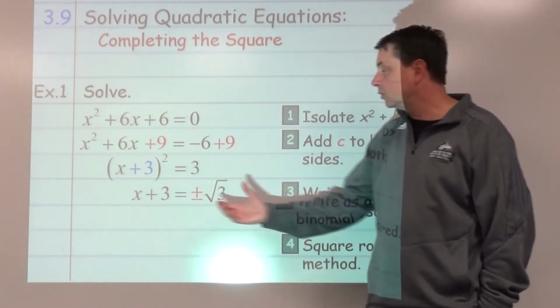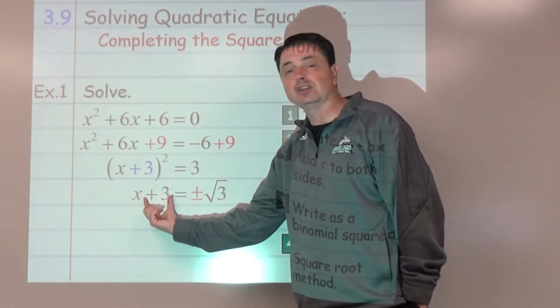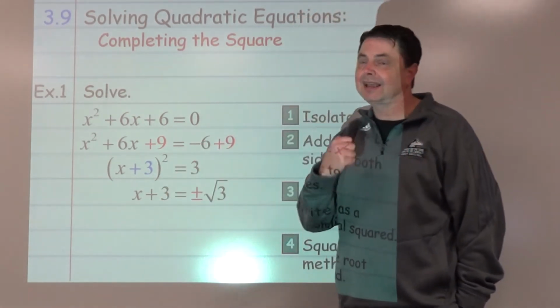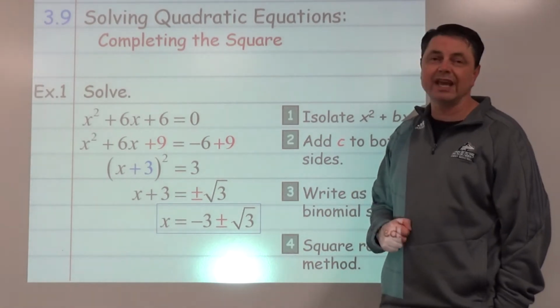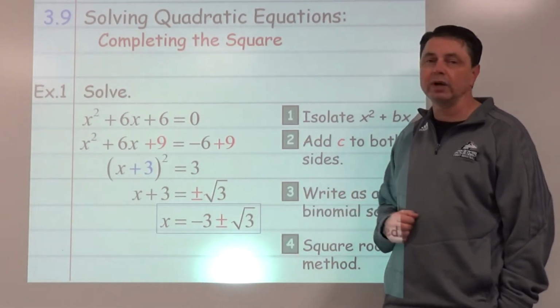To finish this up, we want to get x by itself. We want to undo the addition here. We're going to subtract. I like to do it in front of the plus minus. So we're going to get x equals negative 3 plus or minus the square root of 3.